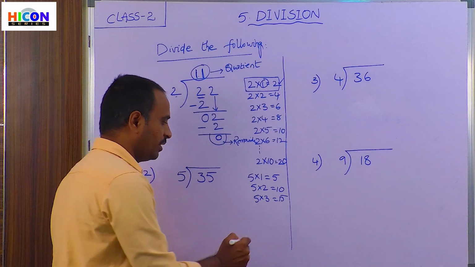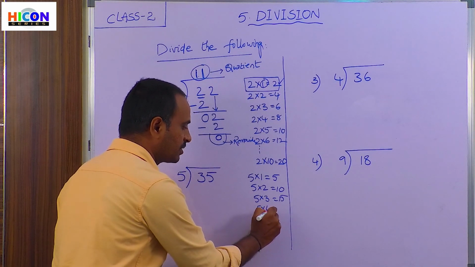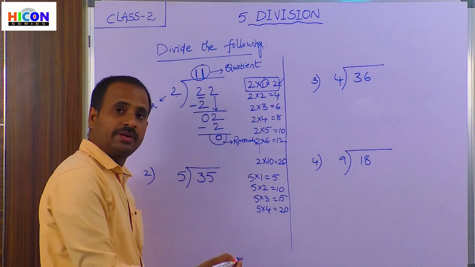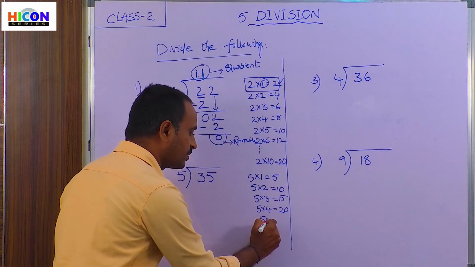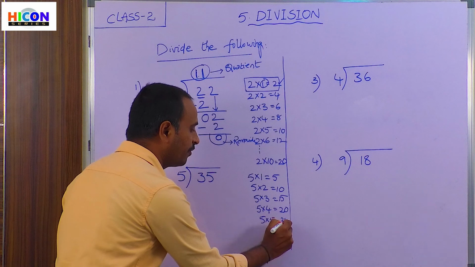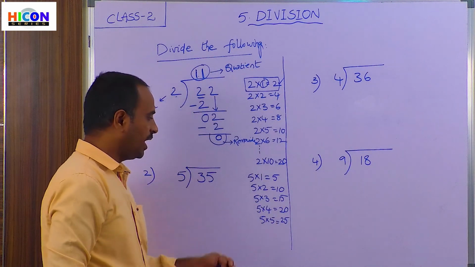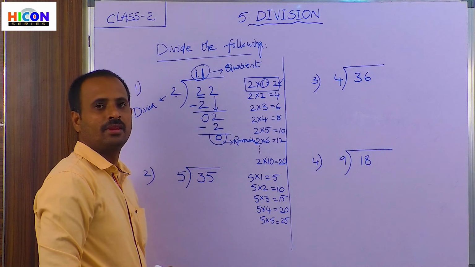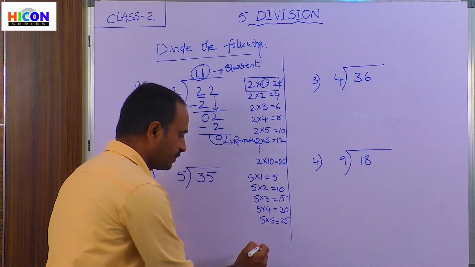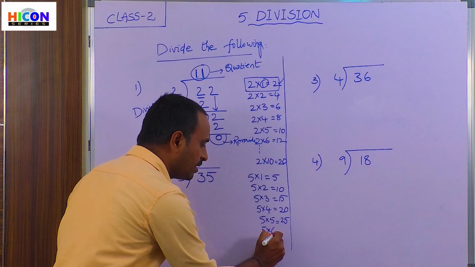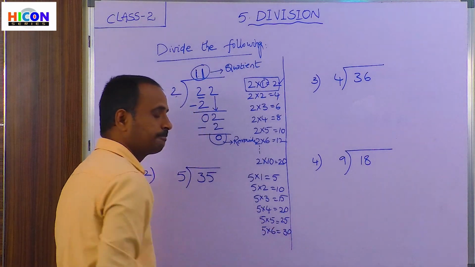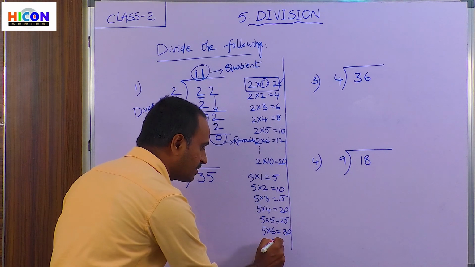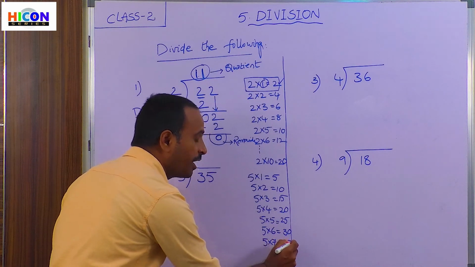Next take 4 times, that is 5 fours are 20. And again take 5 times, that is 5 fives are 25. So we have to continue this until we get the number 35. So again take 6 times, that is 5 sixes are 30. And again take 7 times, 5 sevens are 35. Yes.